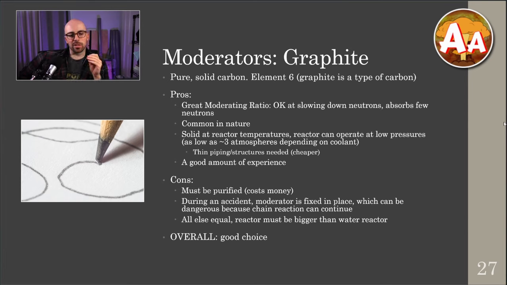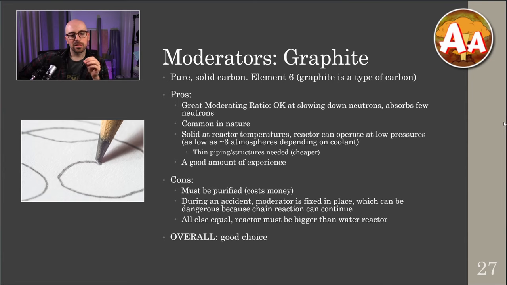But yeah, it's a good moderator, good moderating ratio. It's slowing down neutrons, so you're going to need a bigger reactor, all else equal. Absorbs very few neutrons, which means you can get critical with natural uranium, like the Chicago pile. Did I call it graphite pile earlier? I meant to say Chicago pile.